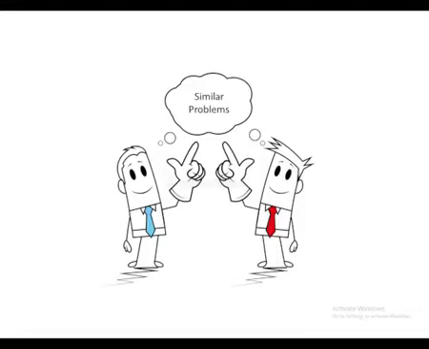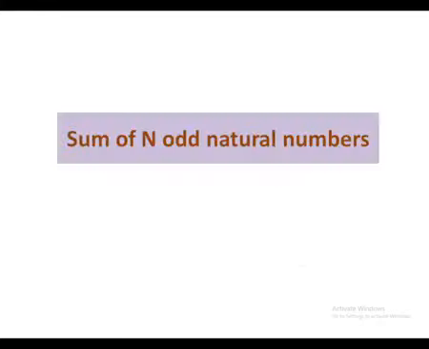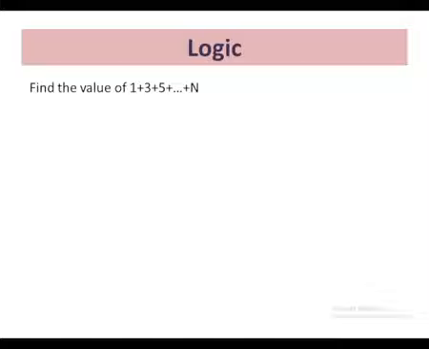So having learnt this logic, can you apply it to similar problems? Just look at this: sum of n odd natural numbers. Previously we saw the sum of n natural numbers. Now I am asking for n odd natural numbers. So what is the logic? Look at the sequence: 1 plus 3 plus 5 up to n.